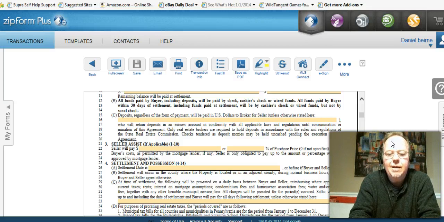So we can fill that out. That means the seller is going to contribute to the buyer's settlement cost. A little rule of thumb for an FHA transaction: the maximum seller assist is 6%. If a buyer has 10% down in a real estate transaction, and sometimes 5% down, it may be a 6% seller assist. It may be a 3% seller assist.